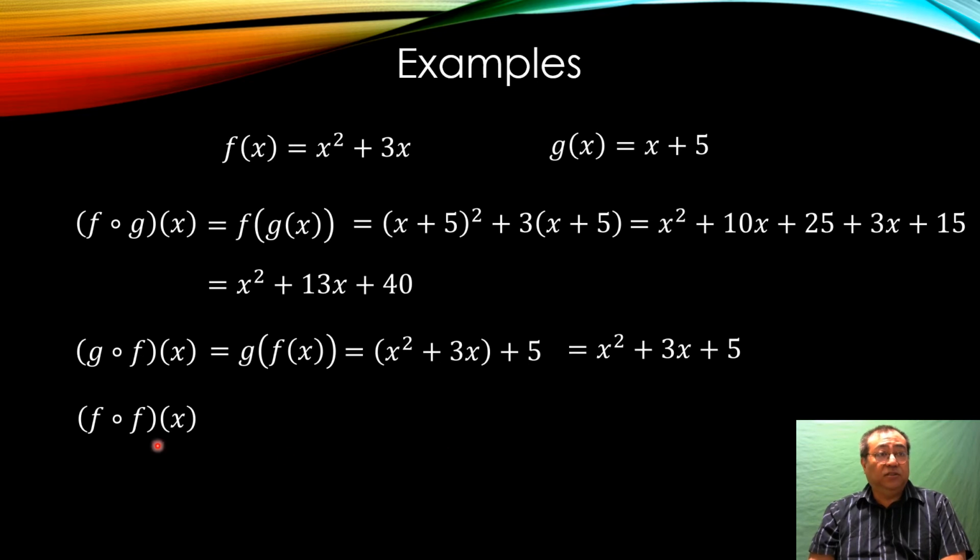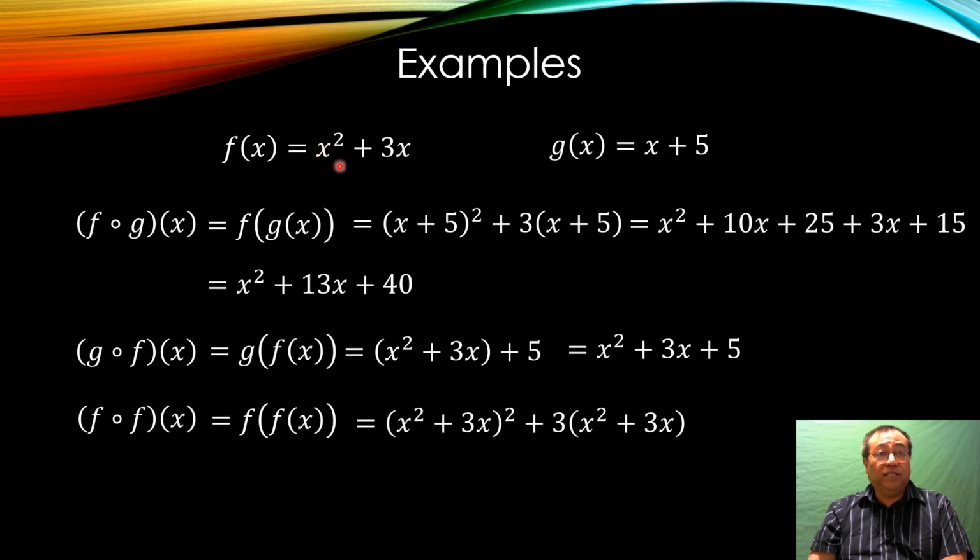All right, now let's do f of f. So here we're substituting f into itself. So this is f of x. We're going to replace every instance of x with x squared plus 3x. So this x has been replaced by x squared plus 3x, and this x has been replaced by x squared plus 3x. So this exponent of 2 is right here. This coefficient of 3 is right here. And then you go ahead and multiply this out.